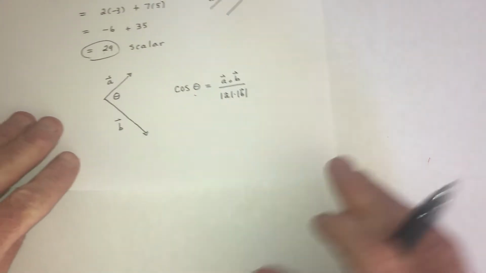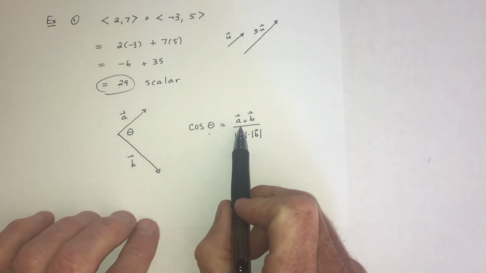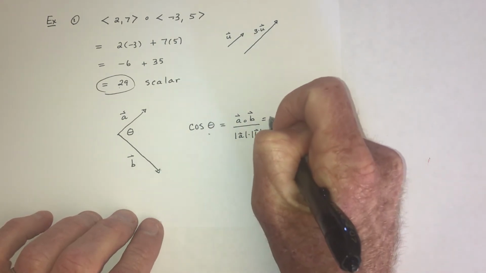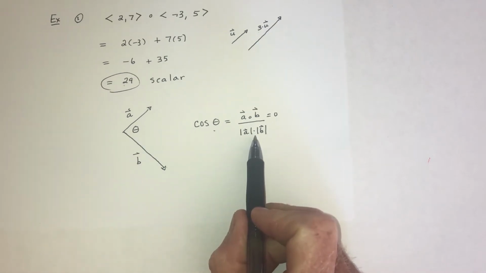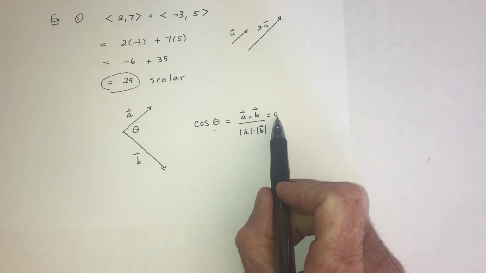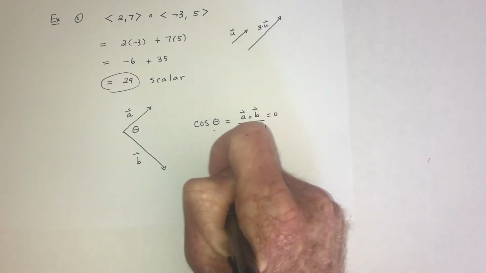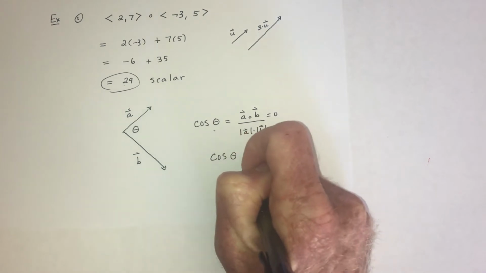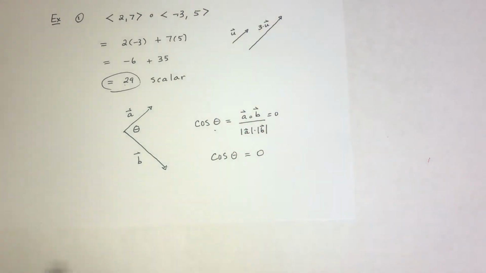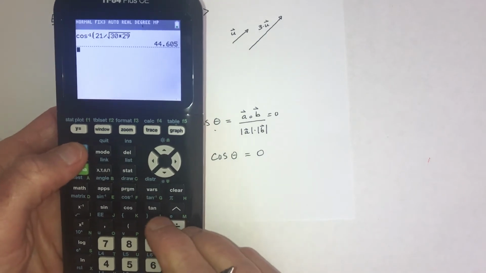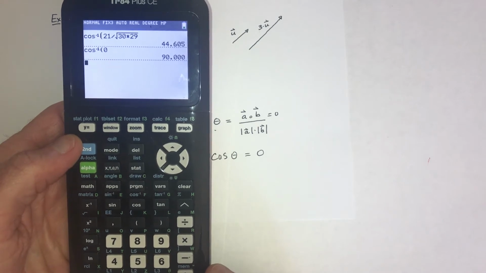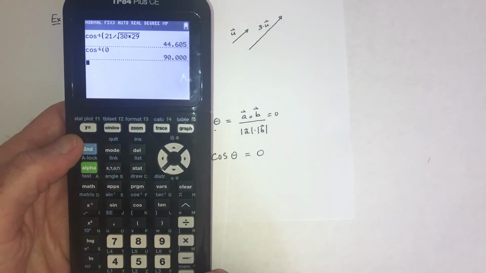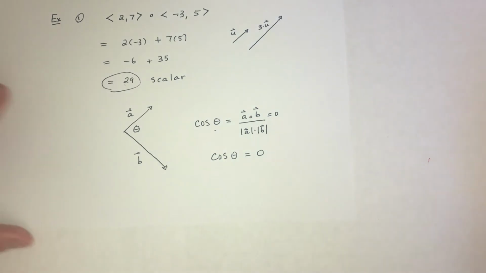Now, looking at this formula right here, what if the dot product was equal to 0? So the length of A and the length of B could be whatever. If you have a 0 on the top, then it equals 0. So if the dot product equals 0, it's going to say cosine of theta is equal to 0. And then do cosine inverse of 0, and you'll find that it's 90 degrees, or in other words, perpendicular. So that is an important fact.